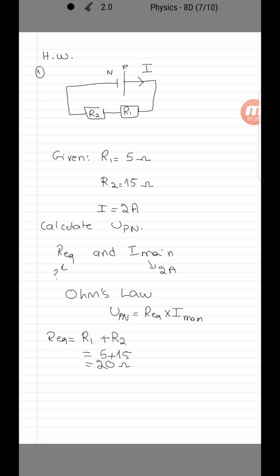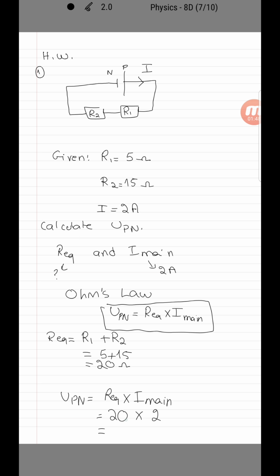Now since I have R equivalent and I have the main current, I can calculate the main voltage. So UPN equals R equivalent times I main, equals 20 times I main, which is 2 amperes. So UPN equals 40 volts.